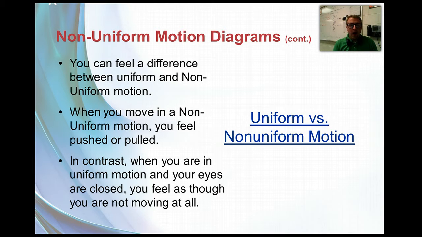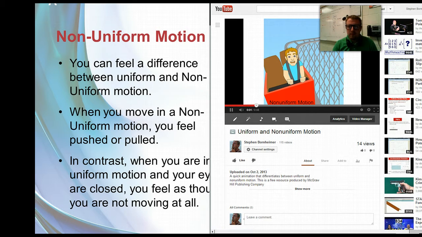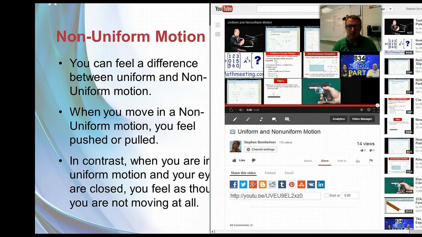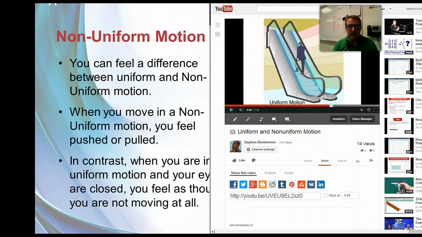Okay? Just a little bit of a video here, just to show you. Here's non-uniform motion, and here would be an example of uniform motion. Non-uniform would be like on a roller coaster, twists and turns, up and down, changes in speed. Uniform motion would be a constant speed and a constant direction, so moving in one direction at a constant rate. That would be uniform motion.